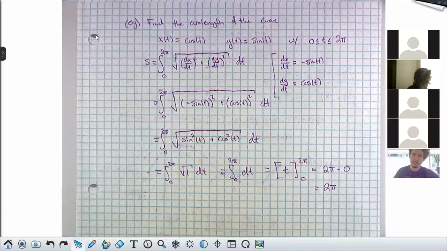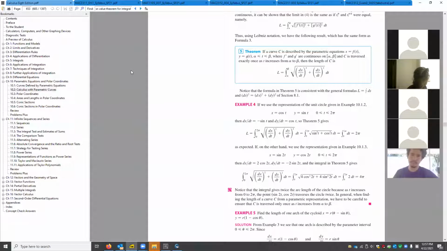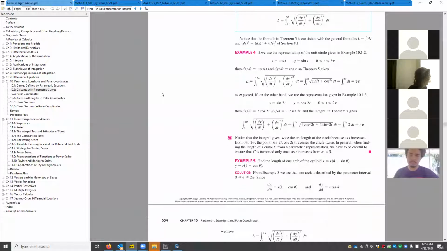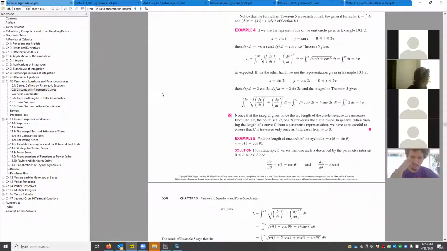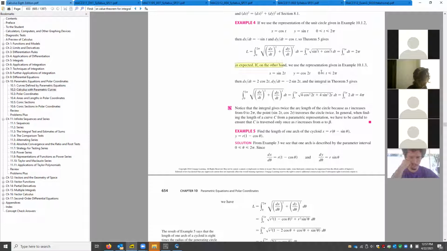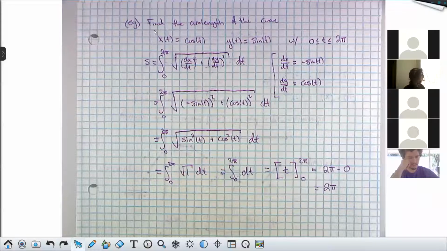Now things get more challenging as your curve gets more complicated. So I'd like to look at at least one more example. The book has a neat thing here. They show if you use a different parametrization, sine of 2t comma cos of 2t, this would have you walking around the unit circle twice as t goes from 0 to 2 pi. So the arc length there would be 4 pi. So it's important that when you parameterize your curve, you're aware of what it is you're looking at.